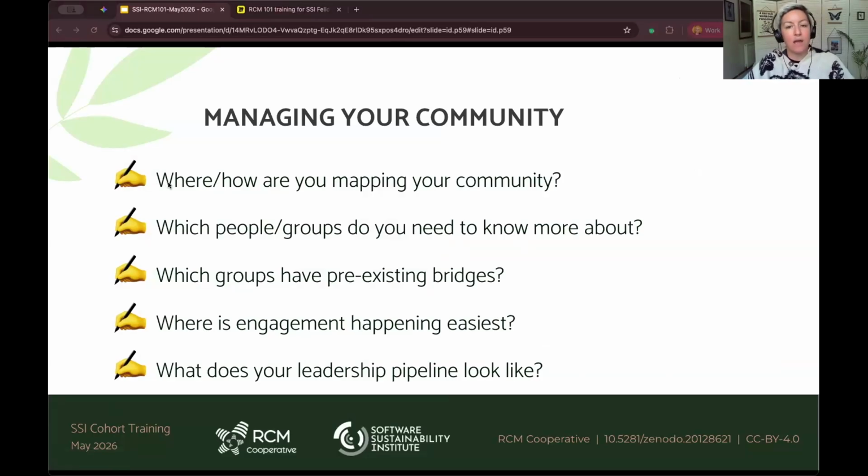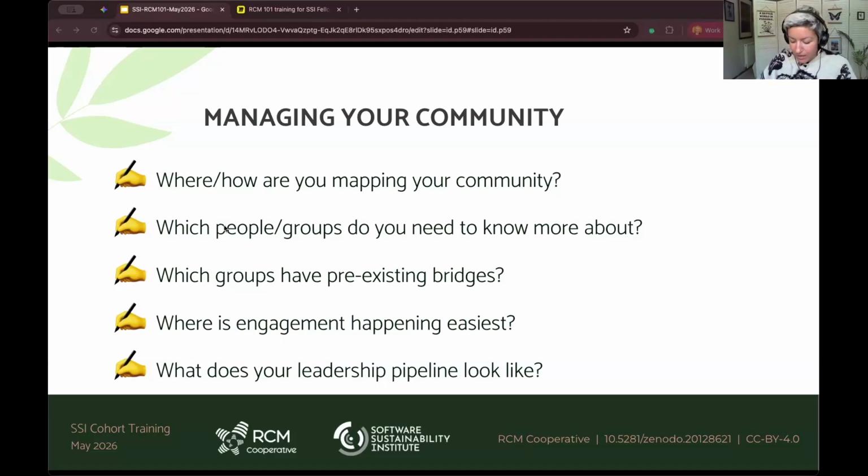So have you done any work so far about who your community are and what their needs are? Maybe have a think about which groups you need to know more about. So maybe you have a lot of information about one segment, but less about another. And think about what kind of flows of information already exist that don't need your help. And then conversely, where there are gaps.